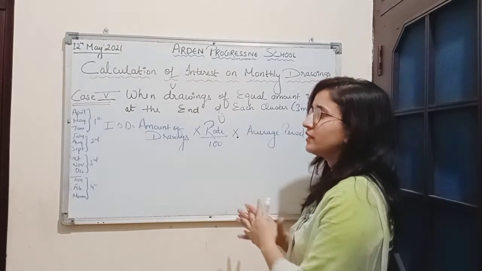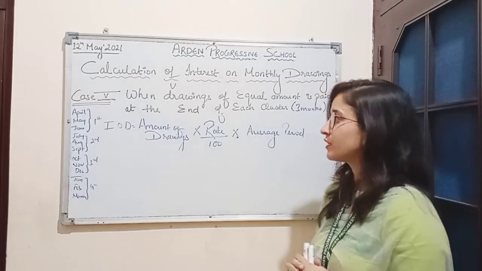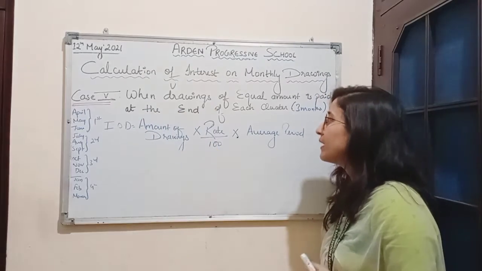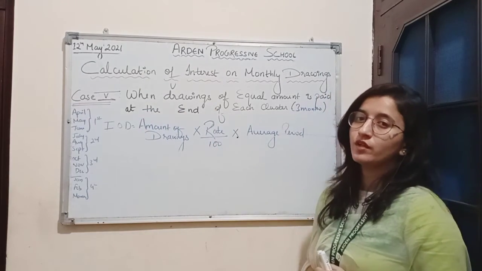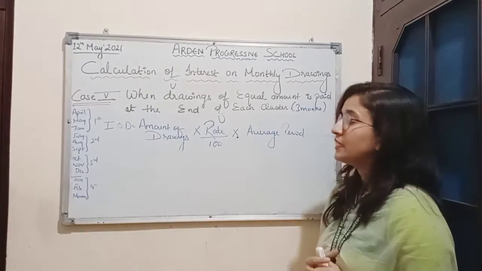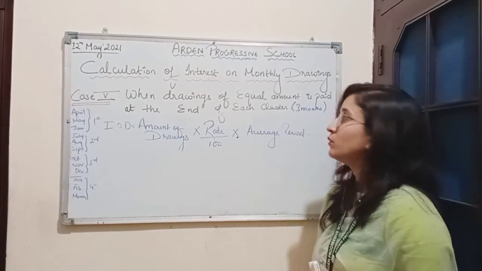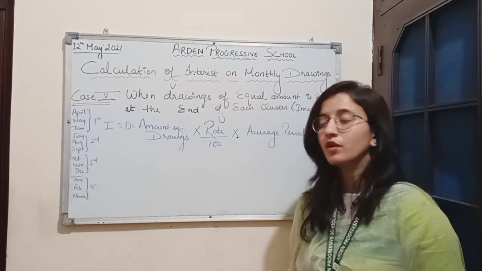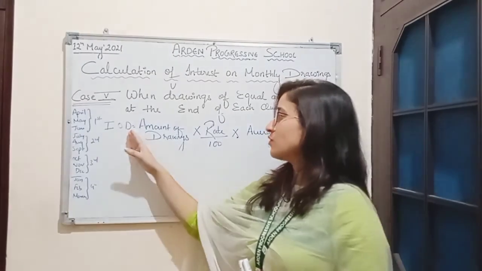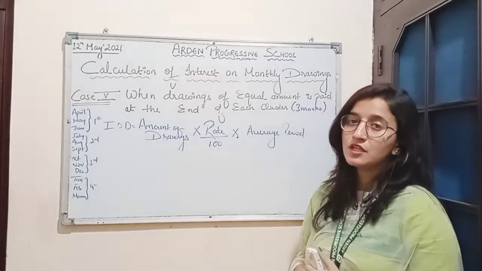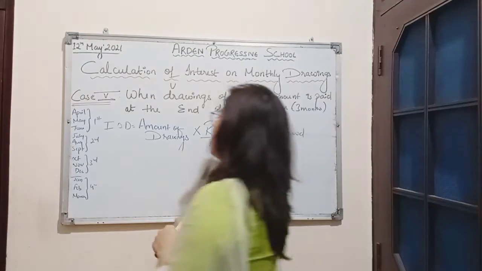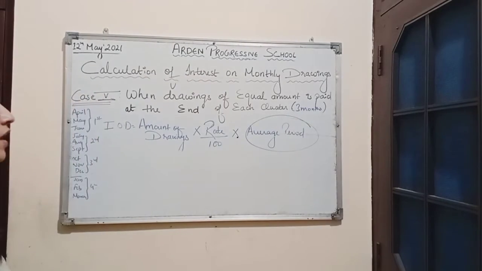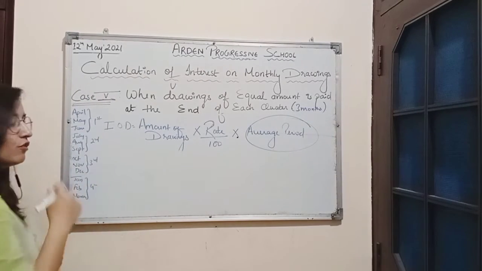Now here is another case, which is case 5. Case 5 is when drawings of equal amount are paid at the end of each quarter. Now we have to calculate interest on drawings on the amount when it is withdrawn at the end of each quarter. As we know, the interest on drawings formula will be the same in each case, only we have to calculate average period for each case. Now as we know, in a year there are 4 quarters.